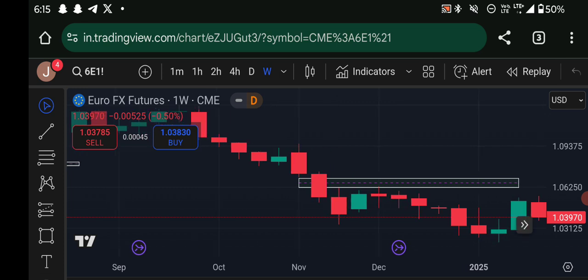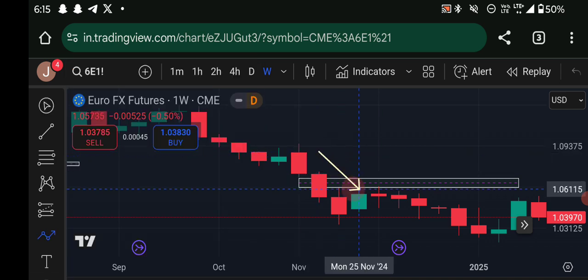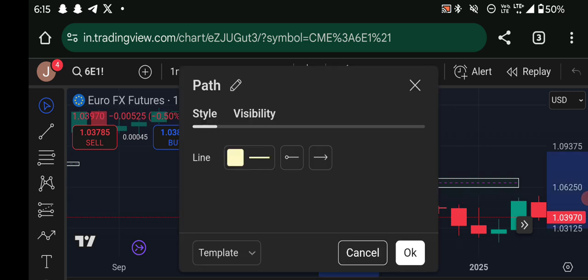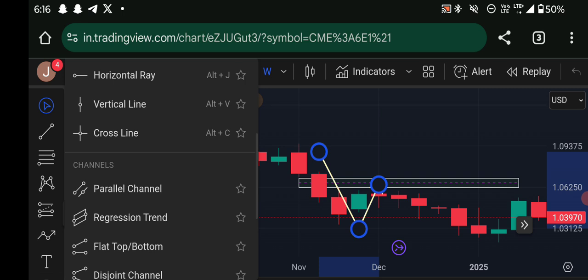We can see that here price moves away, price displaces here one-sided, and then retraces back here. We can see that here, and retraces and then continues its original direction.